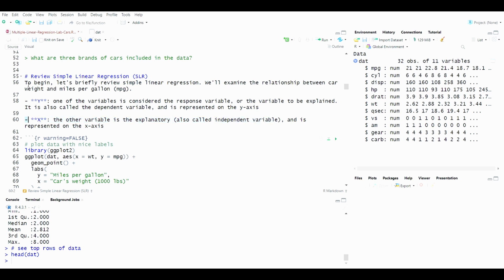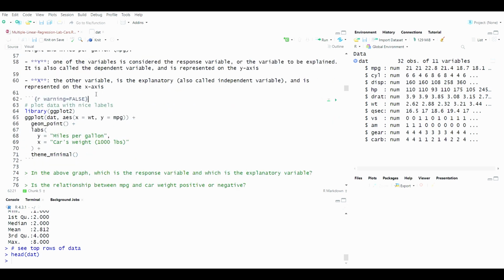X is the other variable, the explanatory variable, also called the independent variable, and is represented on the x-axis.